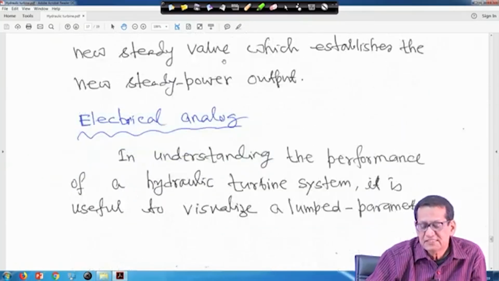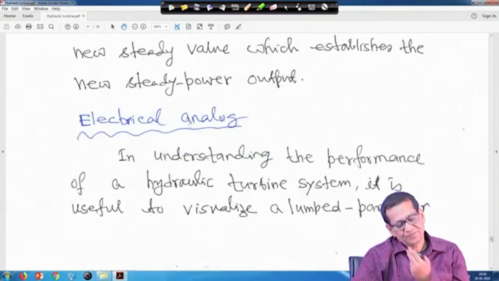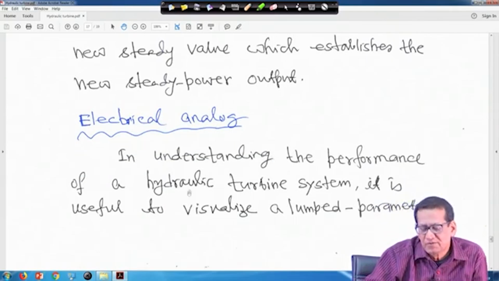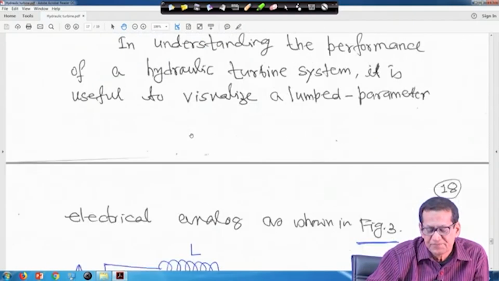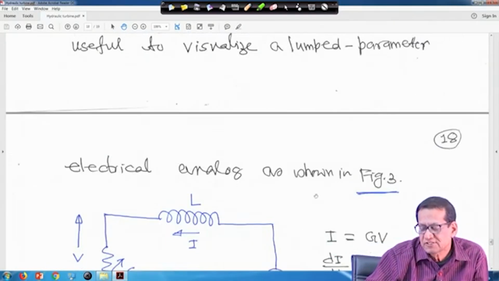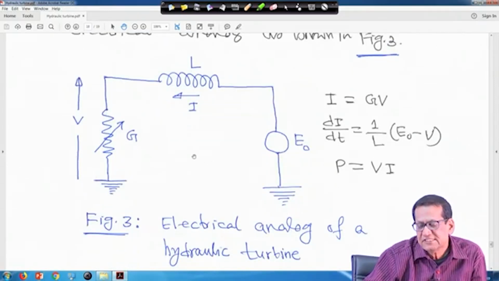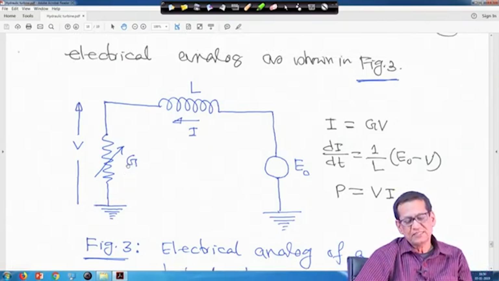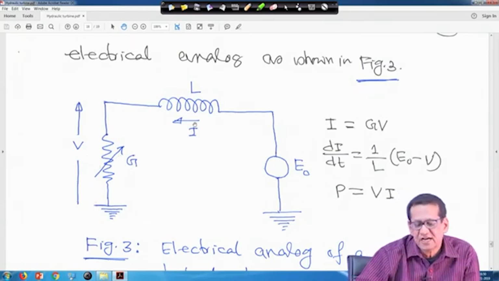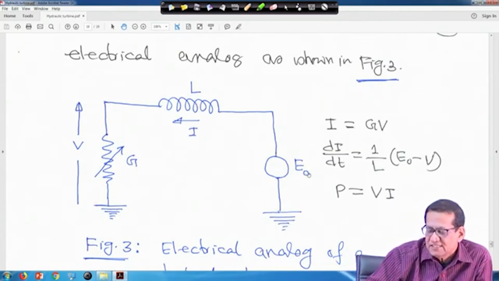Therefore, next is the electrical analogy. In understanding the performance of a hydraulic turbine system, it is useful to visualize a lumped parameter electrical analogy as shown in figure 3, right. This is a simple analogy. This is a variable conductance G, the reciprocal of resistance, this voltage across it is V, this is the current I, this is inductor L and this is E 0.